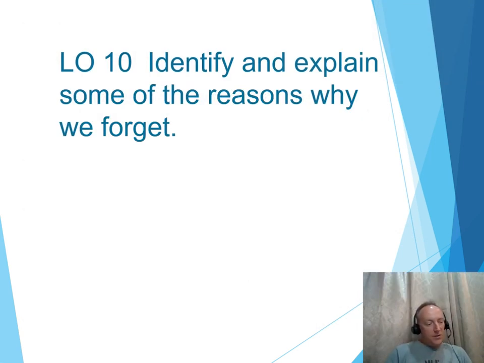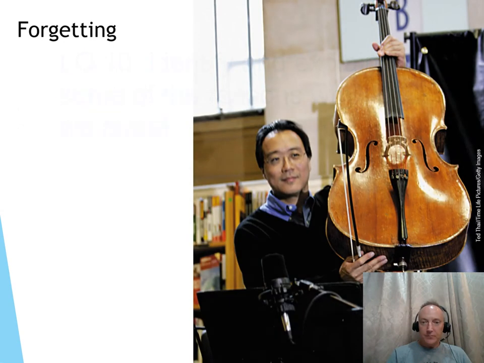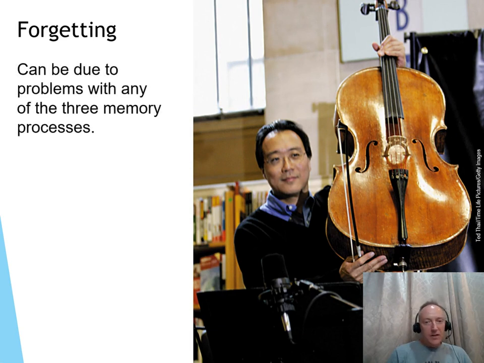So the next thing we're going to talk about is some of the other reasons why we forget, other than those contexts not matching up. As an example, let's use this one. This is the famous cellist Yo-Yo Ma. He earns his livelihood playing that cello. It's a big, heavy instrument. It is his livelihood. He has it insured for probably like $1 million.